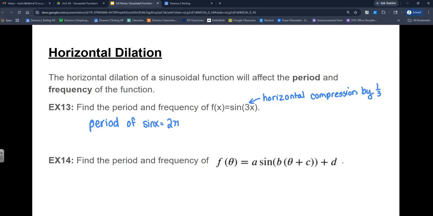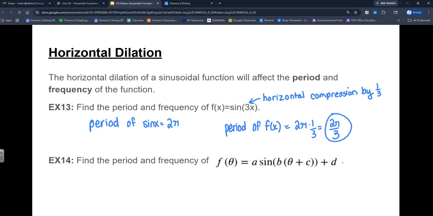So this is just going to make the period of the function 1/3 of what we would have for just sine x. So the period of f of x is going to equal 2 pi times 1/3, and that will just be 2 pi over 3. That'll be our answer here.